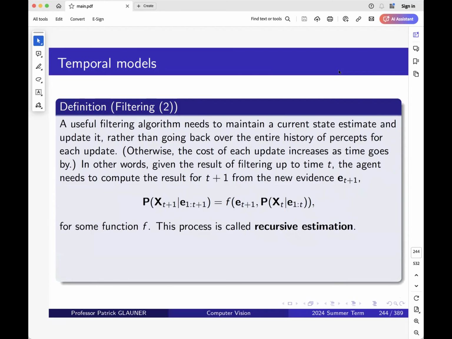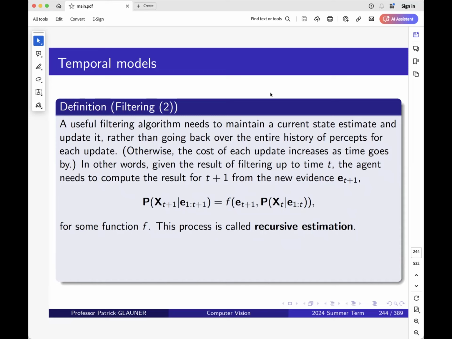And concretely, we want to build a useful filtering algorithm. It needs to maintain our current state estimate and update it because we have more evidence coming in. And we don't really want to go back over the entire history of evidence we have received. So we process the evidence, we continue. We don't always just want to look back into all the past evidence. Otherwise, as time goes by, this would take longer and longer. If for each new evidence I look at and update my state, I would look into all the past evidence as well. That's what I don't want.